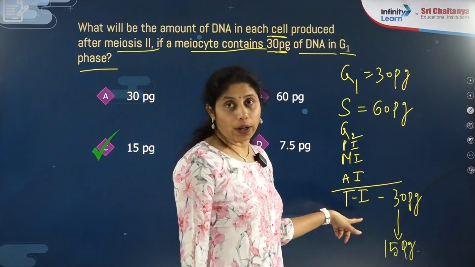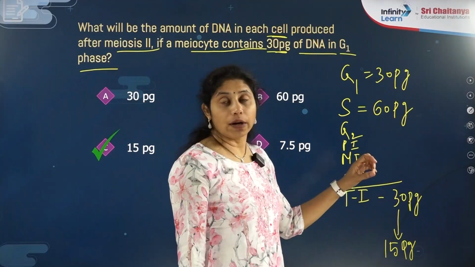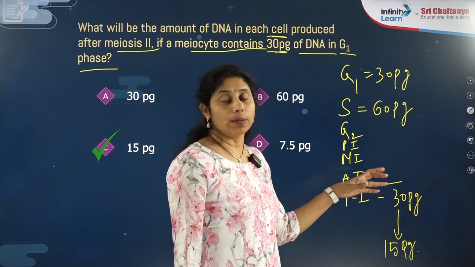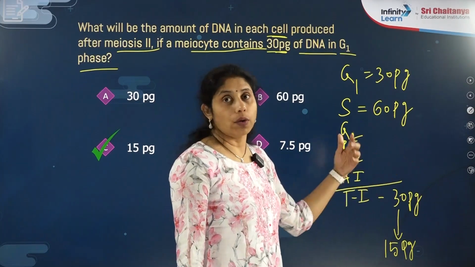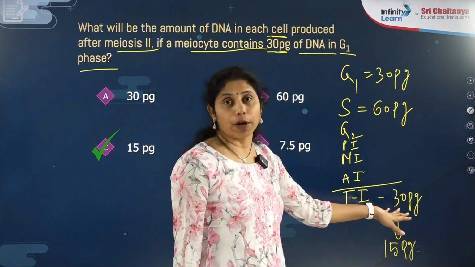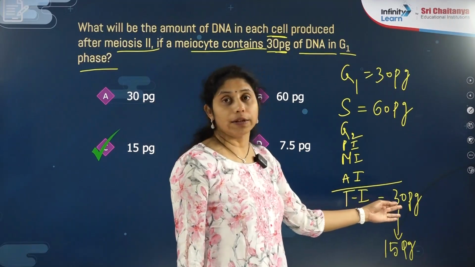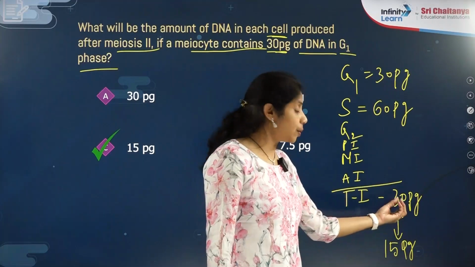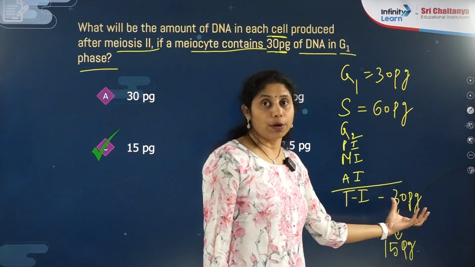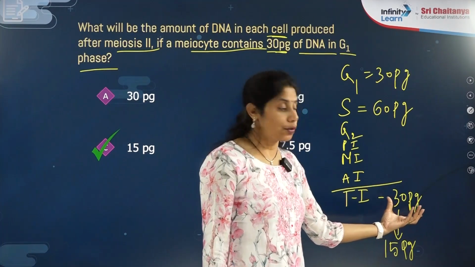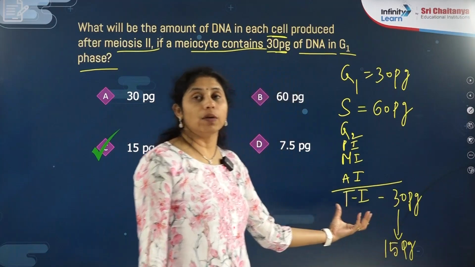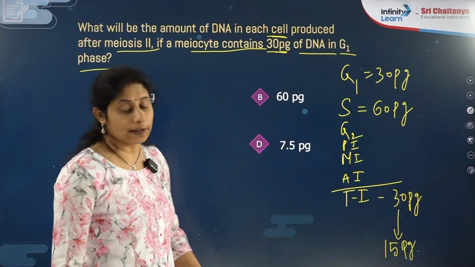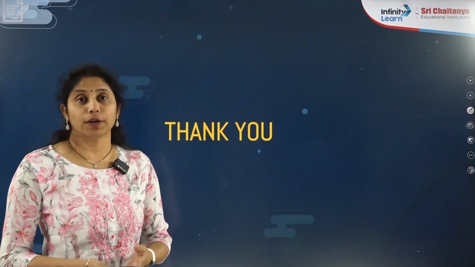In telophase I, 30 picograms will reach one pole and 30 picograms will reach the other pole. So one nucleus will have only 30 picograms, and one daughter cell receives 30 picograms after meiosis I. After meiosis II, because of centromere splitting in anaphase II, 15 picograms will reach the daughter cells. With this, we have completed meiosis. Thank you.